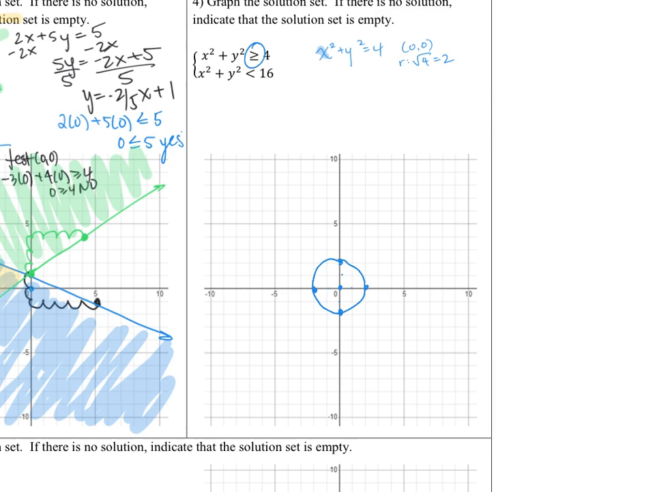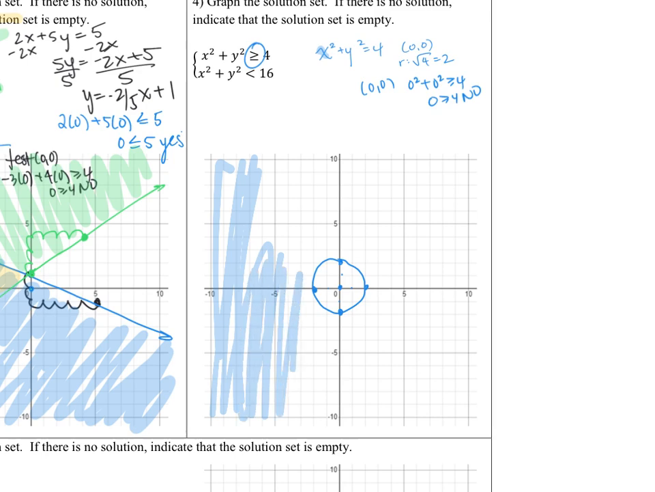And now I need to know if I should shade in or out of that. So if I test 0, 0, let's see if that's true. Is 0 squared plus 0 squared greater than or equal to 4? Is 0 bigger than or equal to 4? No. So I don't want to shade inside. I'm going to shade everything outside of my circle.